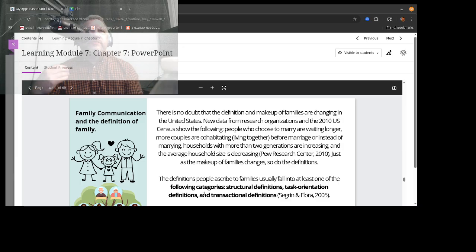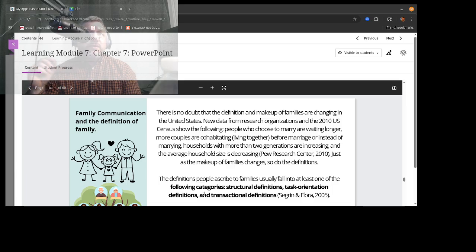So we have now, part of the 2010 census, and even the 2020 census for that matter, people who choose to marry are waiting longer. More couples are cohabitating before marriage. Some never get married at all. And households with more than 2 generations are back on the increase, whereas during our parents' generation, many of us didn't have our grandparents living with us, right? In our current generation, it's becoming more and more common now in the last 10 to 15 years.